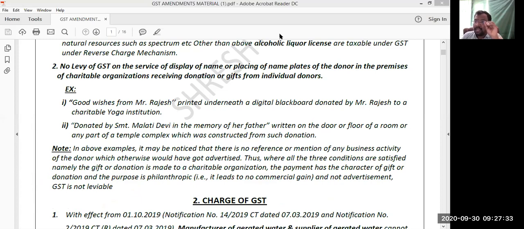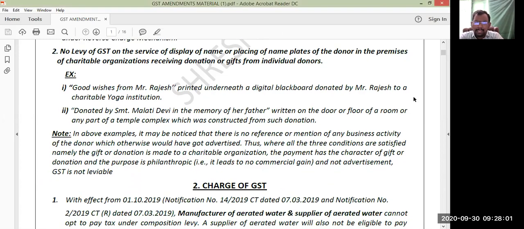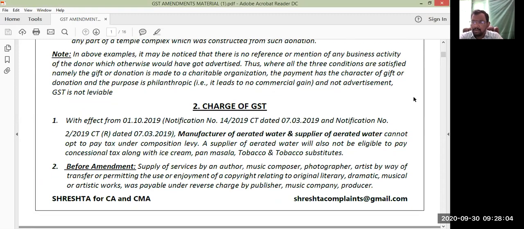If there is a commercial gain to the donor, if the donor insists that the charitable trust must display my company name and advertise my company's products, then that gives a commercial gain to the donor and is liable to GST. Okay, ma. These two are the amendments from supply under GST. Of course, these two are not new amendments, not November 2020 amendments. These two are May 2020 amendments only. I'll tell you which one is November and which one is May 2020.